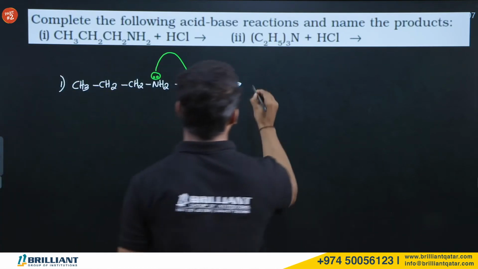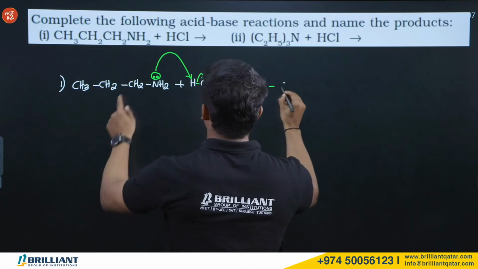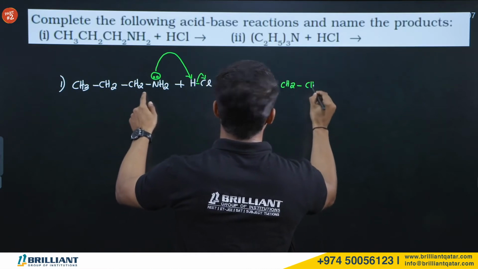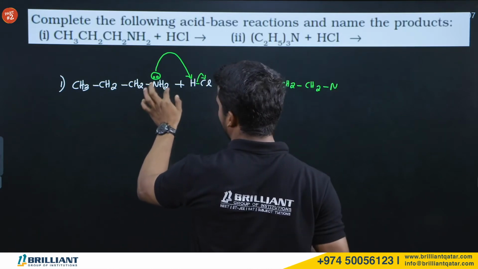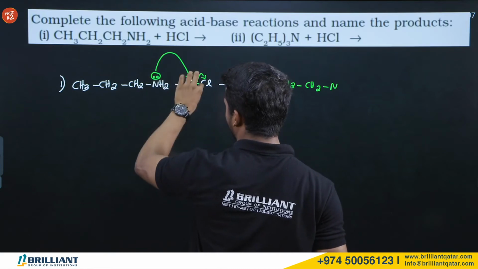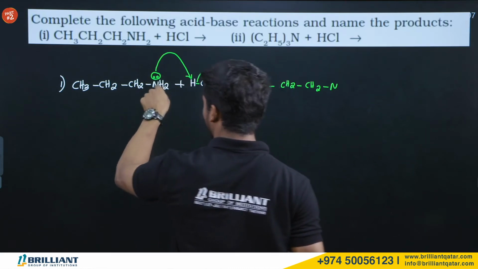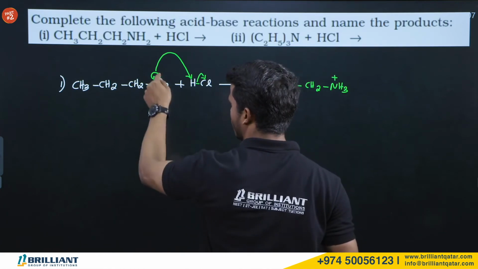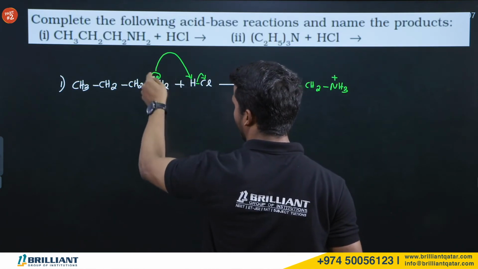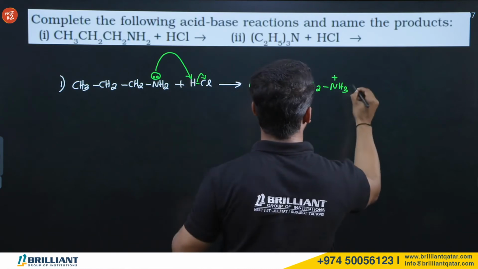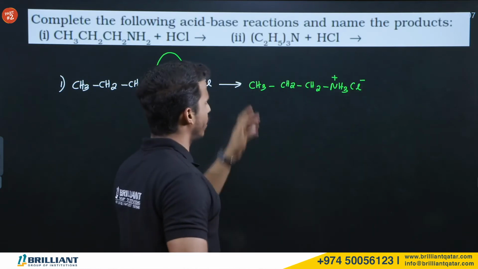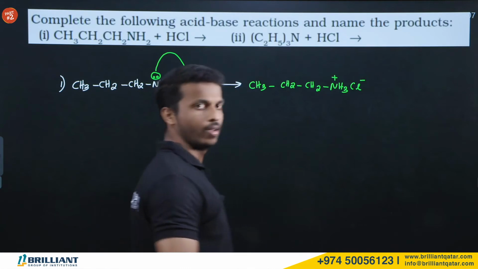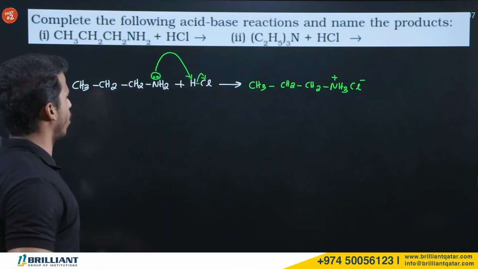So you will get the compound CH3CH2CH2NH2 already there. By donating this lone pair, it takes this hydrogen. So it becomes NH3 plus. Why positive charge? Because nitrogen donated the lone pair, by donation a positive charge forms, and this chlorine leaves as Cl minus. So what is that? Propane ammonium chloride. You'll get propane ammonium chloride.